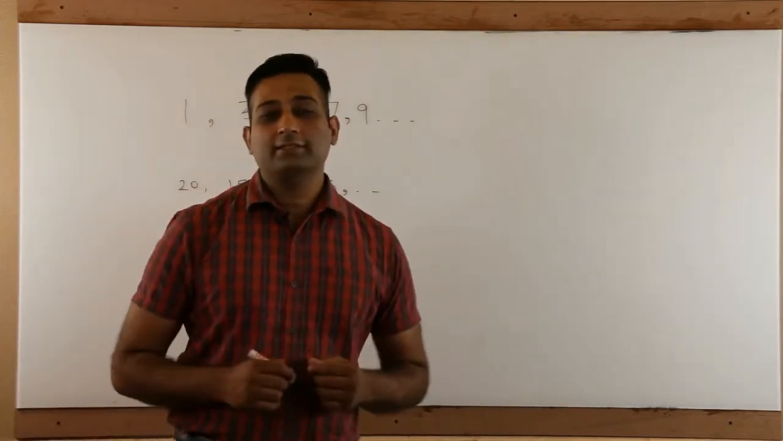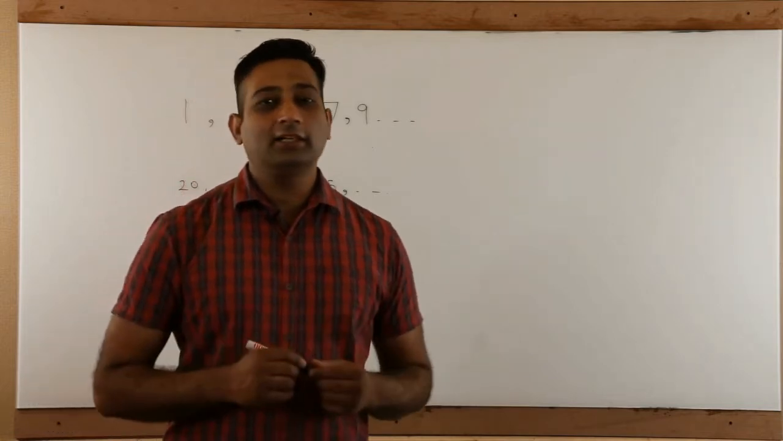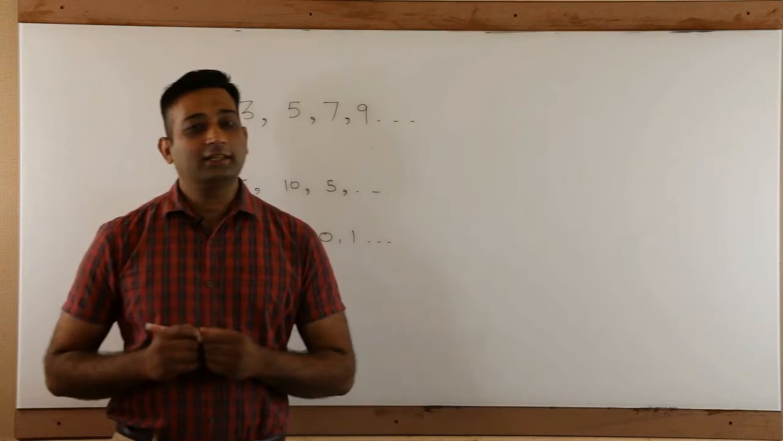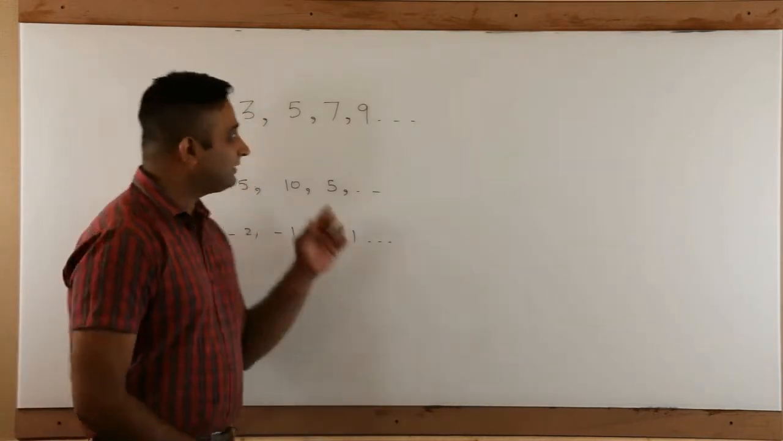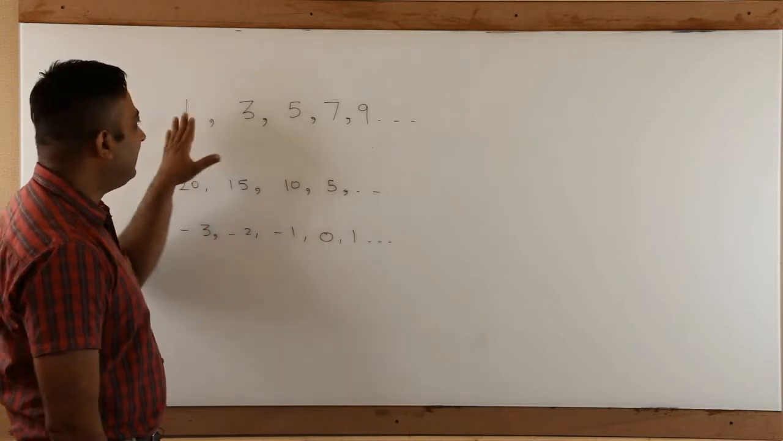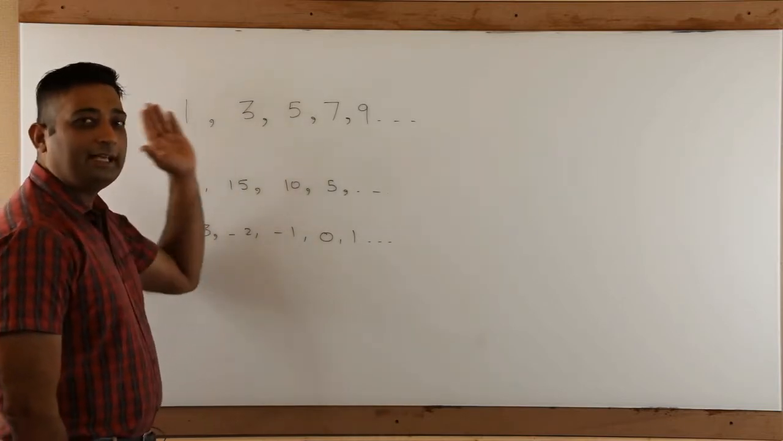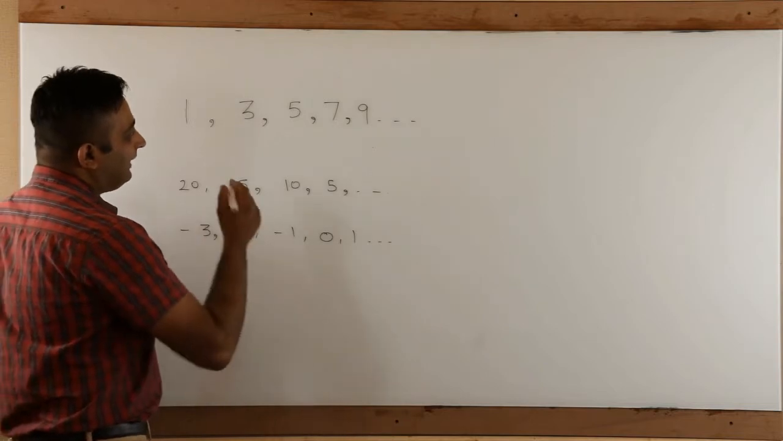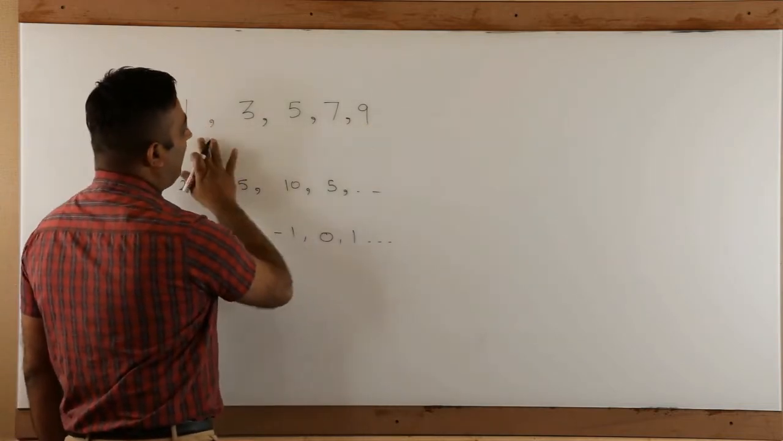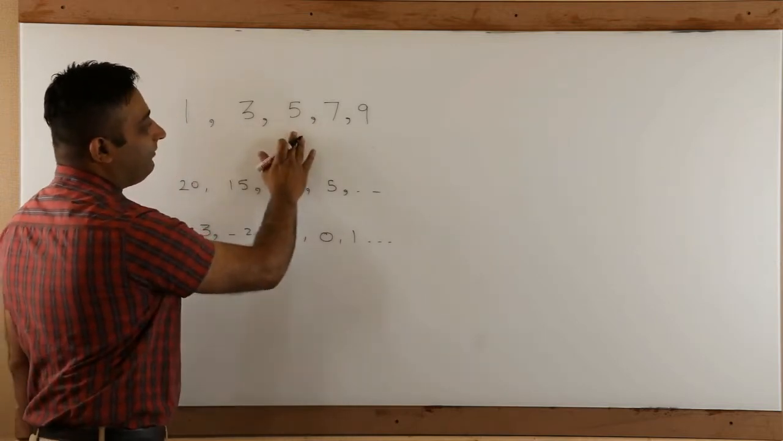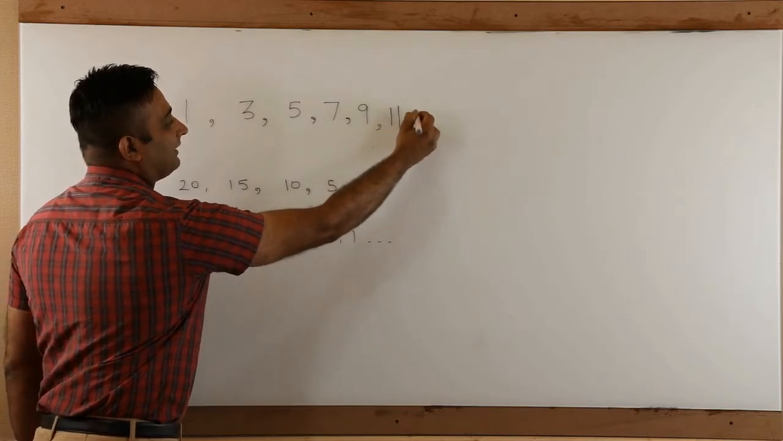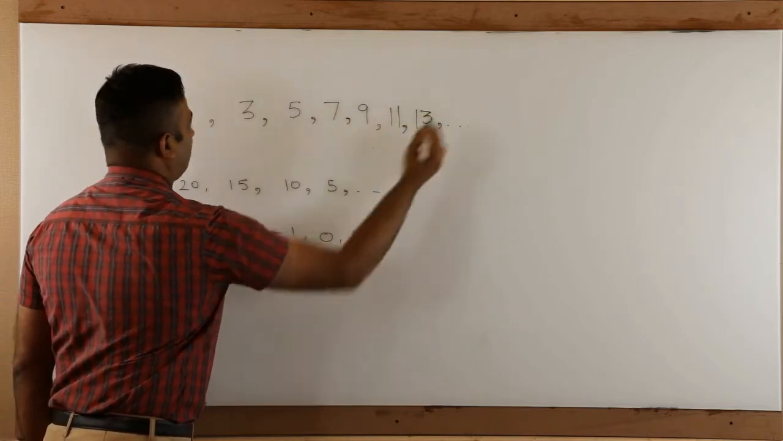In all these lists, we can see that the succeeding term can be obtained by adding a fixed number to the preceding term. In the first list, each succeeding term is obtained after adding 2 to the preceding term. So you can easily guess the next terms: 1, 3, 5, 7, 9, and the next terms will be 11, 13 and so on.